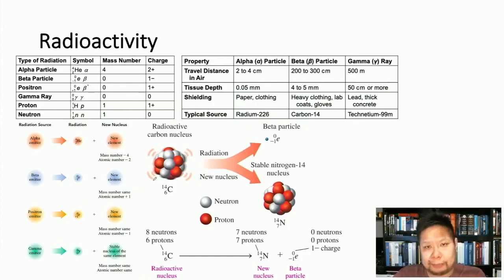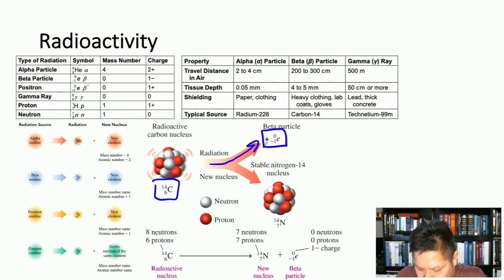So now I have an example of a carbon-14 nucleus, which is radioactive, as we discussed a second ago, right? And when it emits its beta particle, as you can see here, there's the emission of the beta particle, or its one high energy electron, right? It becomes a brand new element. And this element is nitrogen, normal, safe nitrogen.